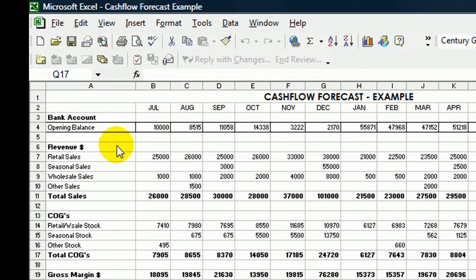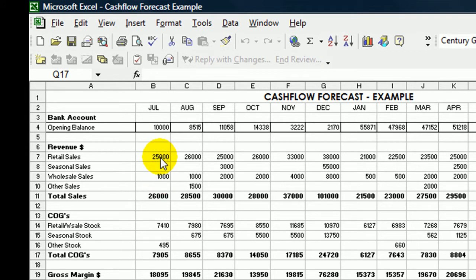And underneath that we have the revenue or sales. So we've broken down in this example different types of sales. These may be different to your business, so again you can just adapt these to your business. But we've put different types, so retail sales, seasonal sales. Another name for sales is revenue.